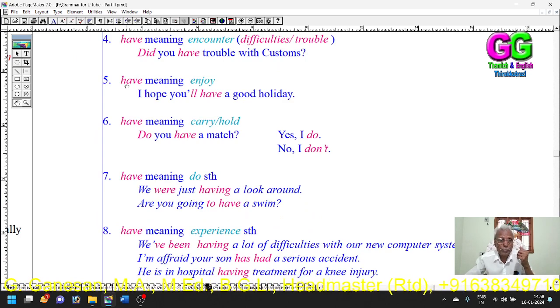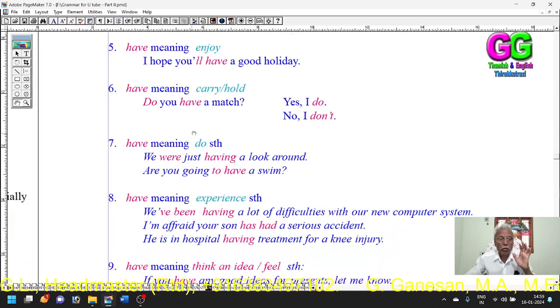Then fifth use: have can be used in the meaning of enjoy. I hope you will have a good holiday. Have meaning carry or hold. Do you have a match? Yes, I do. No, I don't.